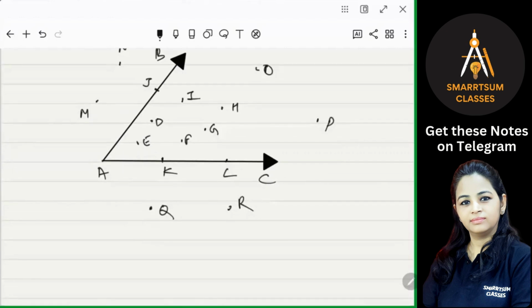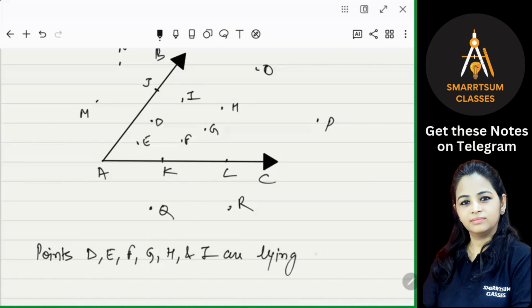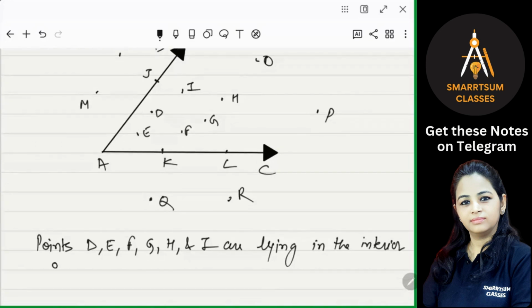Now, if you want to distinguish among these, which are interior, exterior, and on the angle, then you can say that the points D, E, F, G, H, and I are lying interior. They are lying in the interior of the angle, right? So these are lying in the interior of angle BAC.